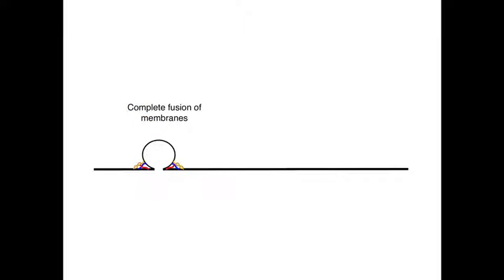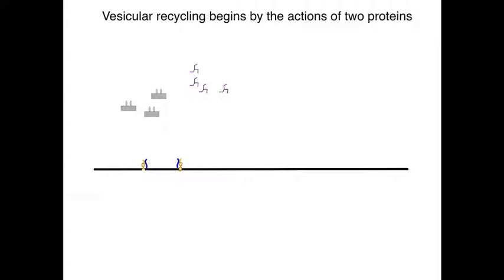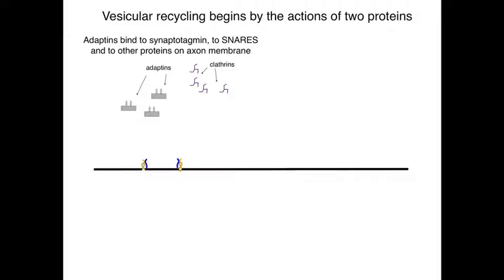Following the transmitter release, there is a complete fusion of the vesicle and the axonal terminal membranes, like that. So the first phase is complete, and now we have to turn to the second phase, the phase of vesicular recycling, which begins by the actions of two proteins. One of those proteins is adaptins, and the other are clathrins. The clathrins are really cool, and I'm going to tell you a lot more about them in just a moment. But the first point to be made is that the adaptins bind to the synaptotagmin, to the snares, and the other proteins that are still in the axon membrane.